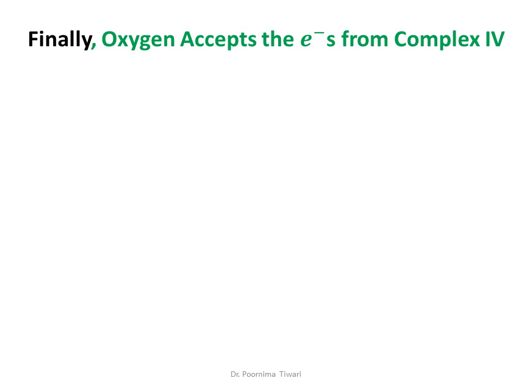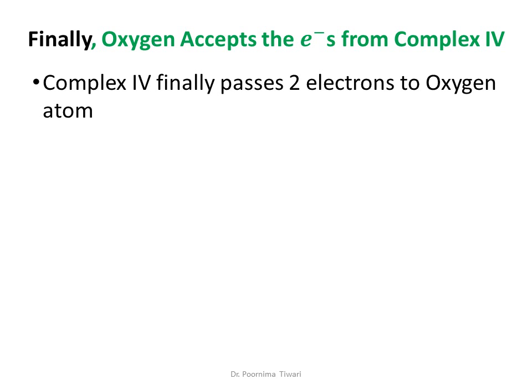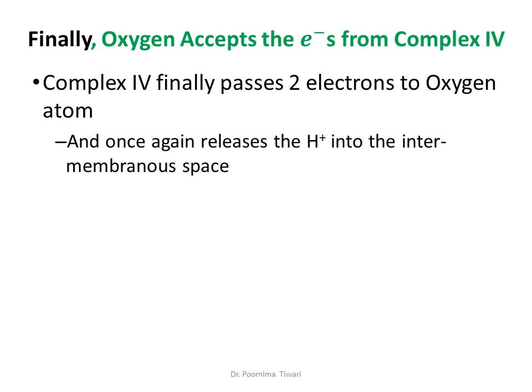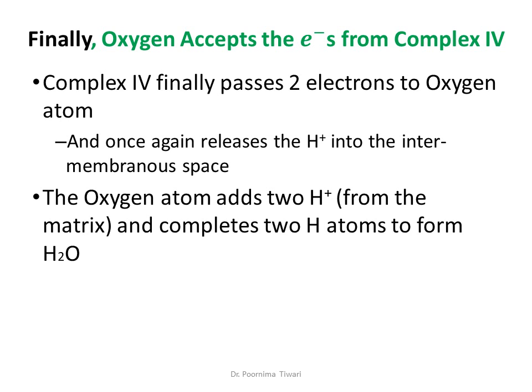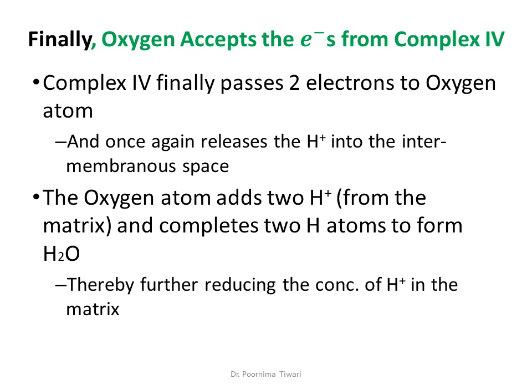Finally, the electrons are accepted by oxygen from complex 4. Complex 4 finally passes the 2 electrons to the oxygen atom and once again releases the H ions into the intermembranous space. The oxygen atom, after receiving 2 electrons, picks up 2 protons from the matrix itself and completes 2 H atoms to form H2O, which moves out. And this further reduces the concentration of H ions in the matrix.